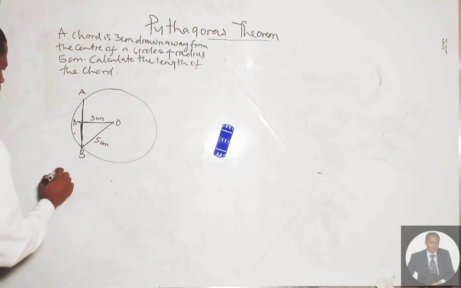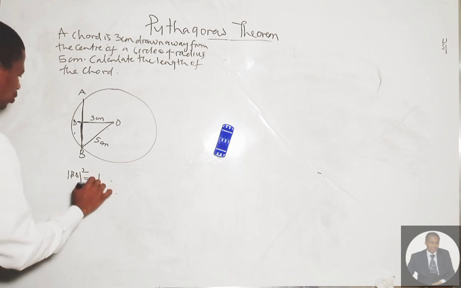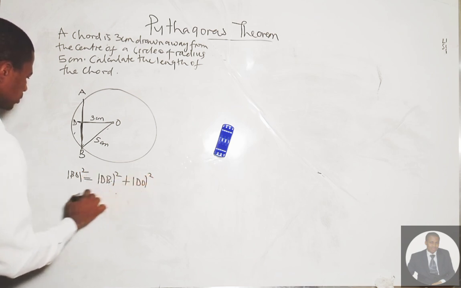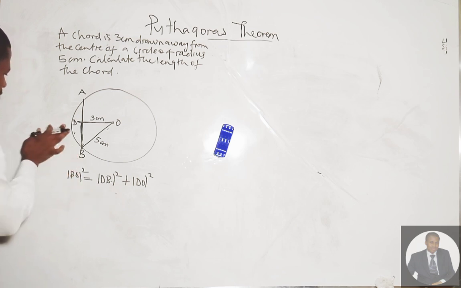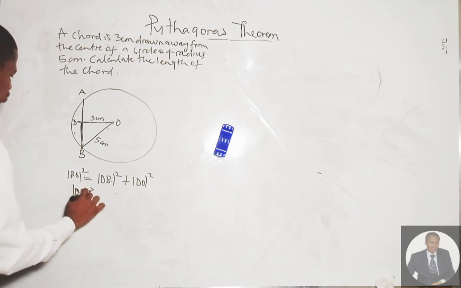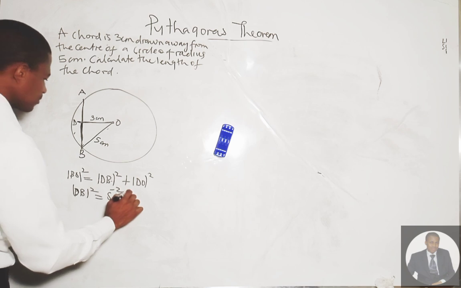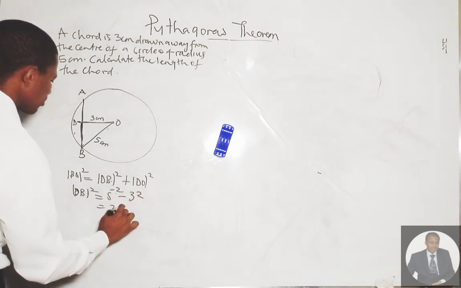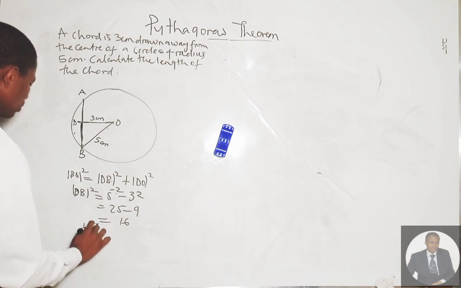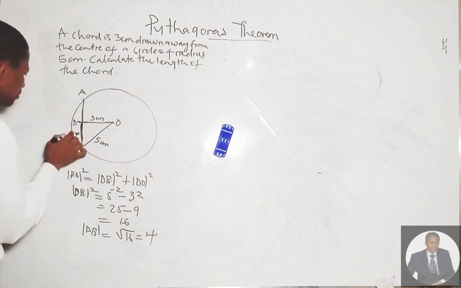So, what are we talking about here? We will say BO squared is equal to DB squared plus DO squared. So line DB squared will be BO squared, 5 squared minus 3 squared. That's 25 minus 9, that's 16. So DB equals the square root of 16. That gives us 4. So DB is 4.